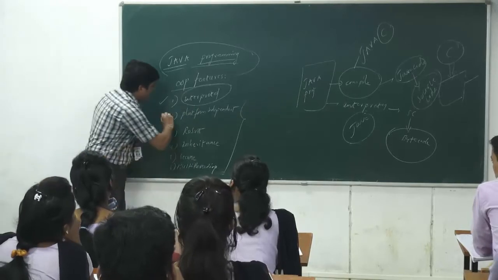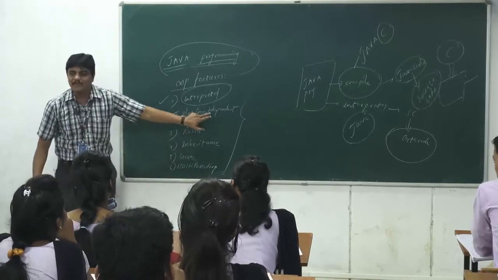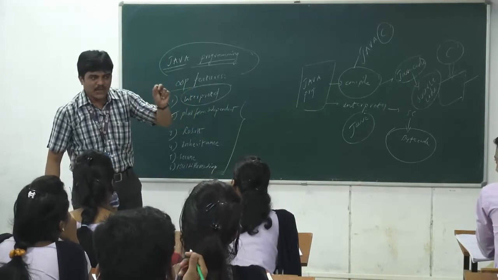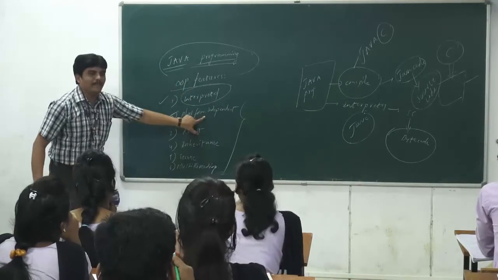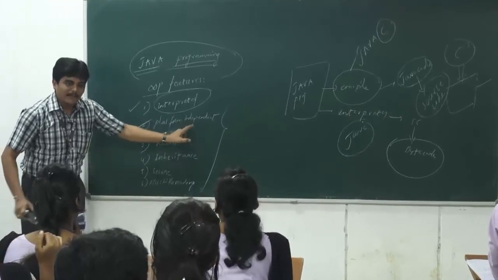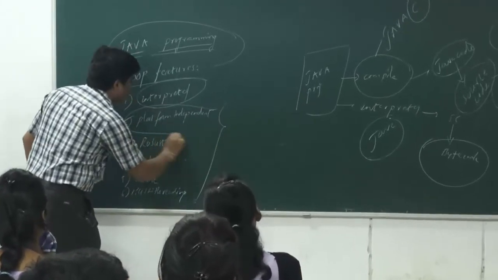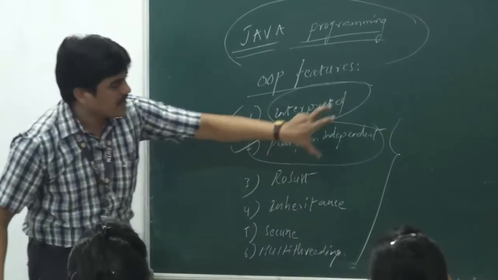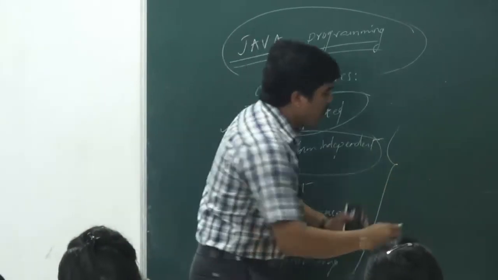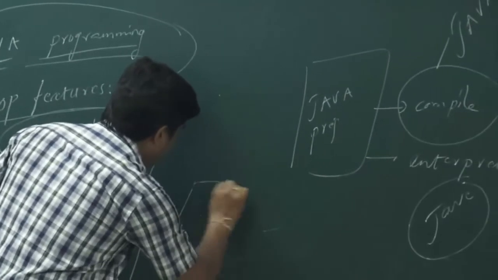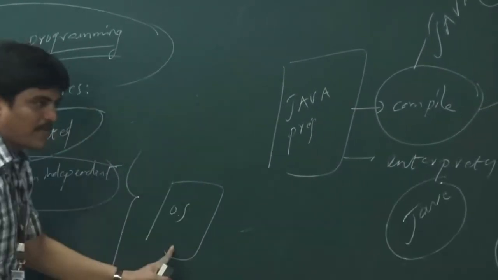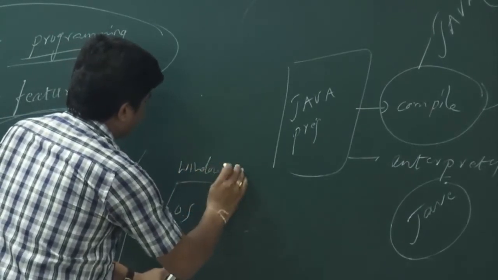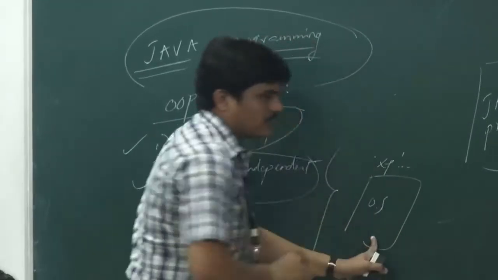So the next one is platform independent. What do you mean by platform here? Platform means it is an operating system. So what do you mean by platform independent? Let us consider a simple example. Suppose we are writing an application on some OS, like, suppose, some Windows or XP, some Windows operating system.